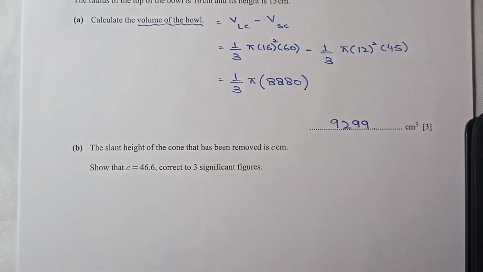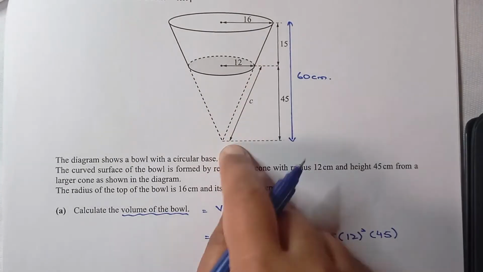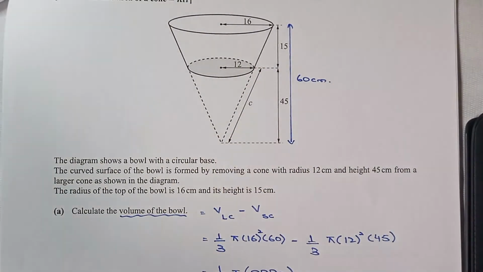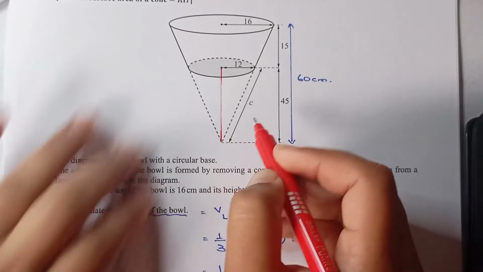Now for the B part, the slant height of the cone that has been removed is C centimeter. Show that C is 46.6, correct to 3 significant figures. Okay, so C, this is C, as you can see. So if I draw a straight line from here, we have made a right angle triangle.